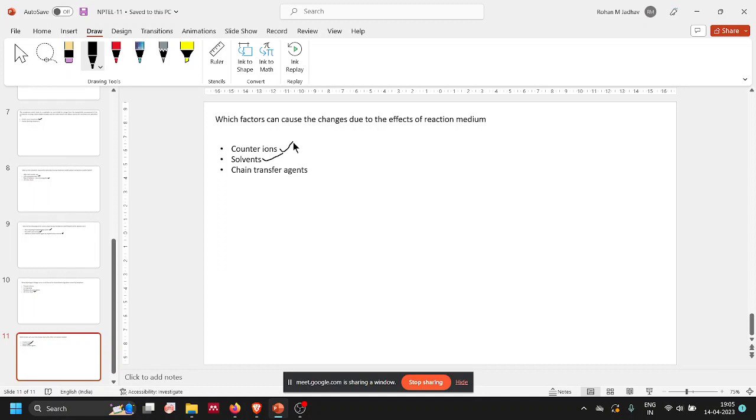Whereas chain transfer agents result in termination of the reaction itself, and the reaction medium itself is not affected. So because of that, it does not have a significant effect through the reaction medium onto the factors which cause the polymerization process to change. So counter ions and solvents are the correct answer.